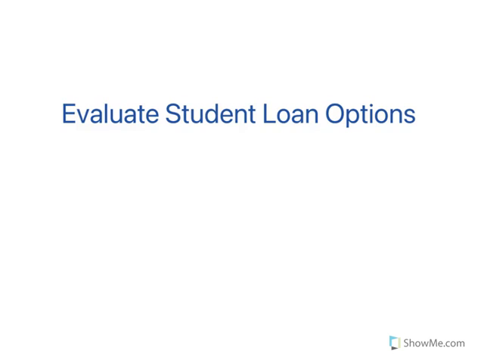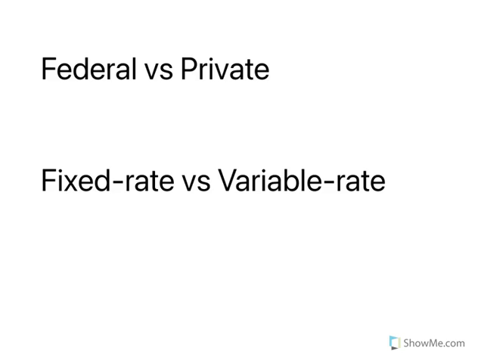Let's evaluate some student loan options. So what are the options? Well, there are a few different kinds. First of all, there are federal versus private. These are two different types. And then within that, we also have fixed rate versus variable rate.